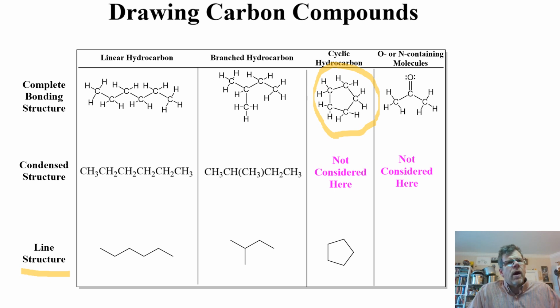Now notice the assumption here is that all of the C's and the H's, all of the carbons and hydrogens, are never shown in line structure. However, if the molecule has other atoms in it, such as oxygen, nitrogen, sulfur, or chlorine, or any other halogens, we do show those. So let's look now at this oxygen-containing molecule written here as its complete bonding structure, and how this would be set up as a line structure.